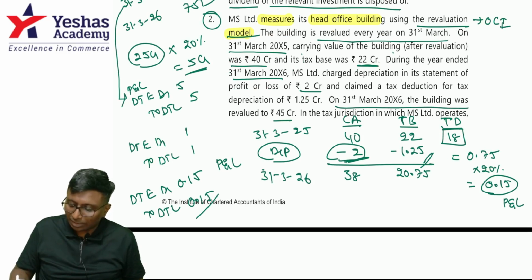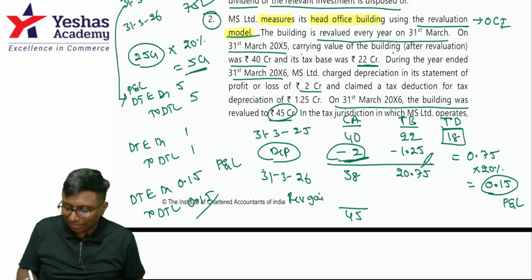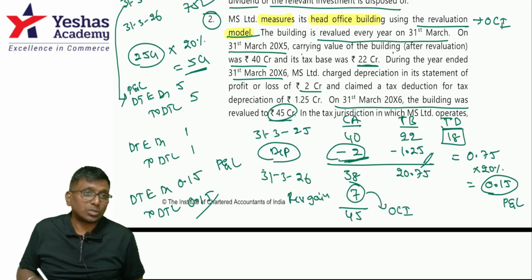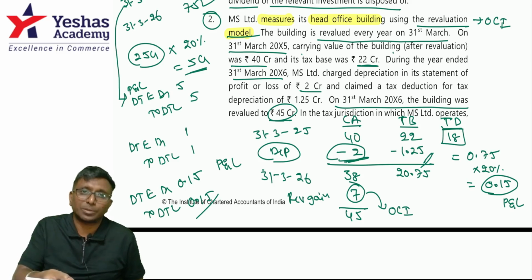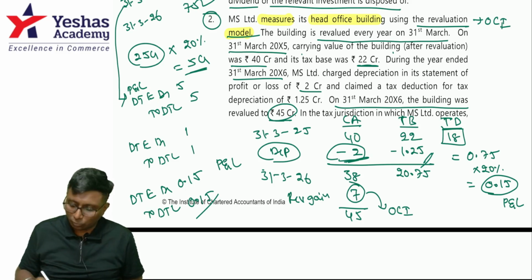What is the next point? On 31st March, there is a 45 CR, gone up. 38 became how much, my dear? 45. So that means there is a revaluation gain of 7 rupees. Correct? This gain you should have transferred to OCI. As you remember, first you should do depreciation, afterwards revaluation, and afterwards impairment loss comes into the picture. Same sequence I am supposed to follow.